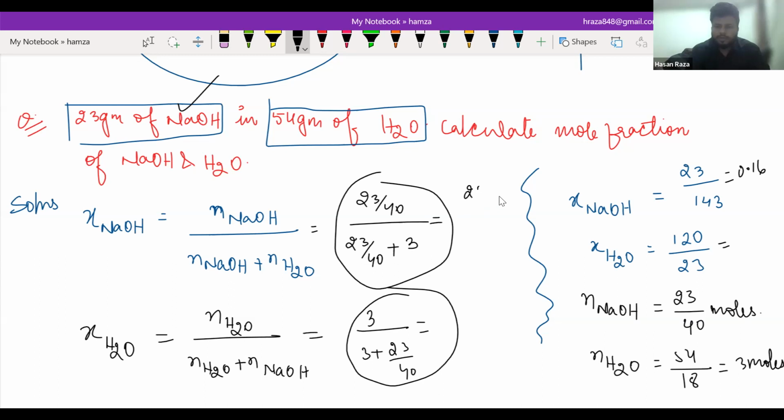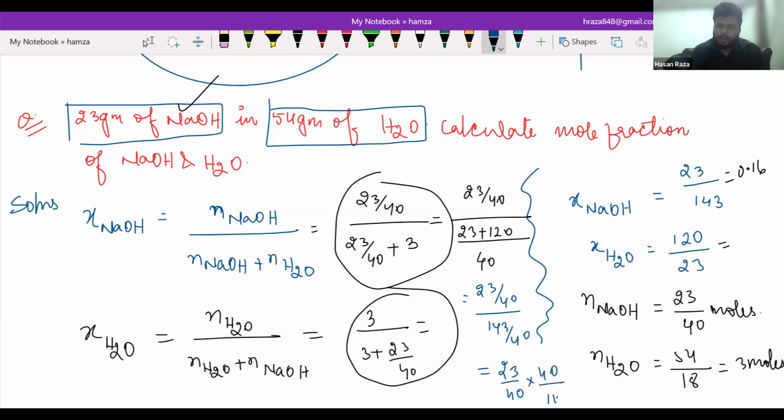You can see this is 23 by 40, and again we are going to take LCM. It will be 40, and again 23 plus 120. So if you are going to solve it, it will be 23 by 40, and upon this will be 143 upon 40, and again it will be 23 by 40 into 40 by 143. That's great. Your first answer is 23 by 143. This is your first answer, which is very correct. That is mole fraction of NaOH.